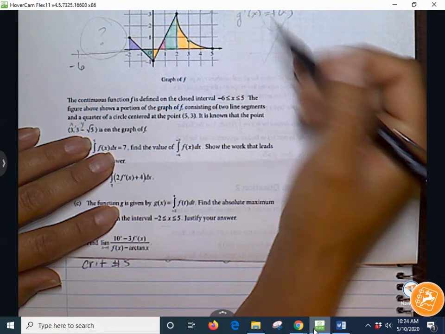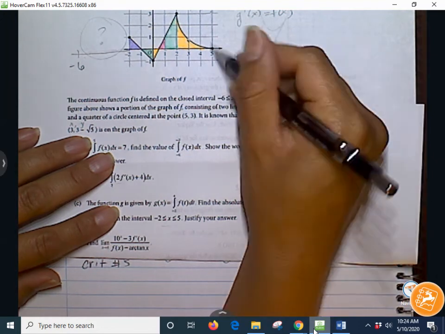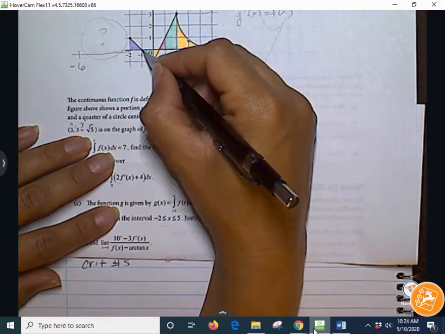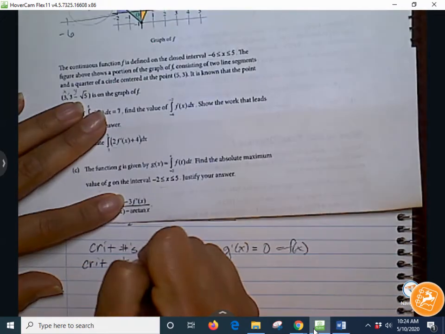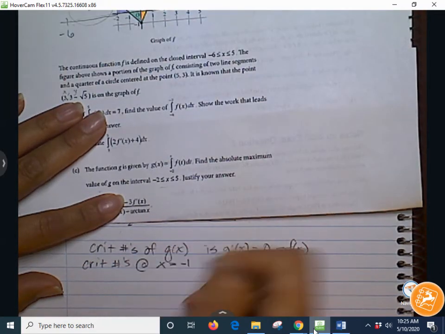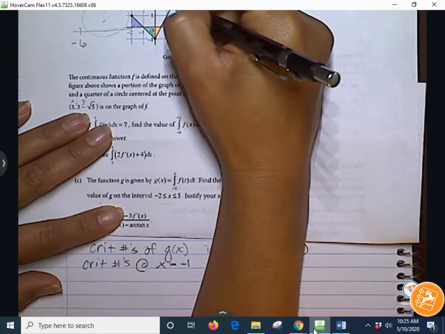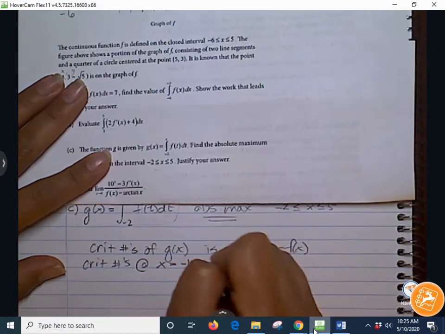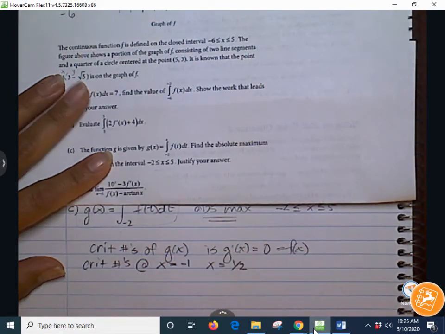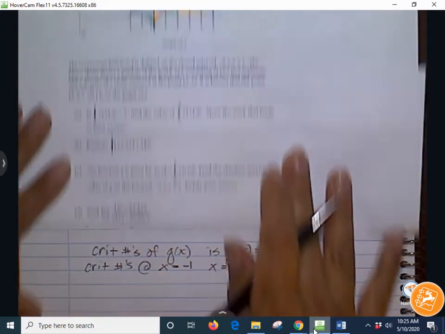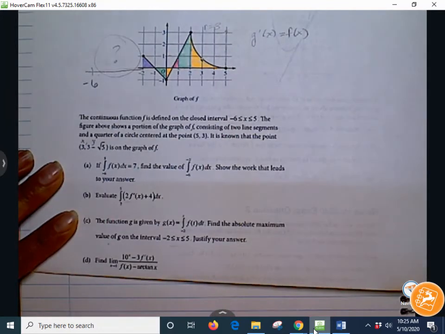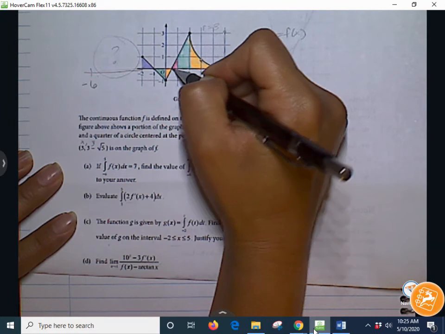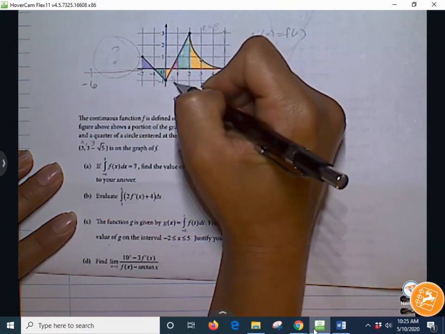At, you won't do the endpoints there. At x equal to -1, and this is a slope of 2, so this must be 1/2, and x equal to 1/2. Okay, so here's this critical number and this critical number at 1/2.